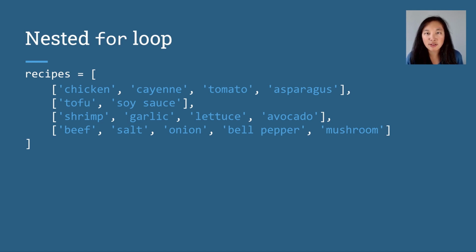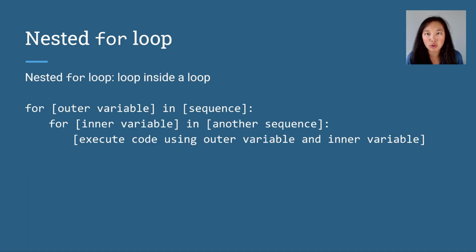Here we have a list of recipes. What if we wanted to print out each item in every single recipe so that if we need to go grocery shopping, we can get all of the items? Well, we're going to use a nested for loop. And this is what a nested for loop looks like.